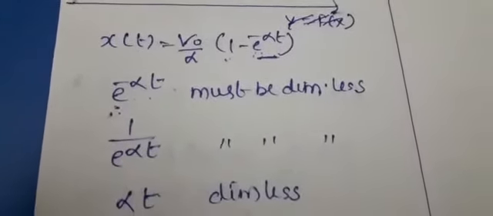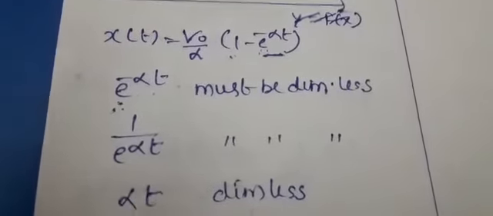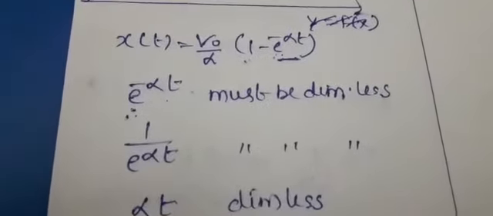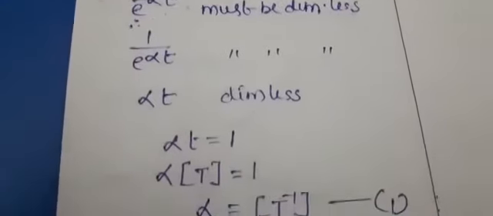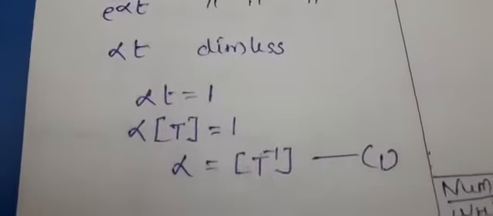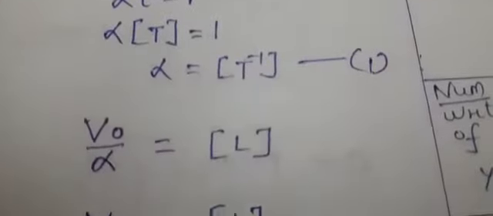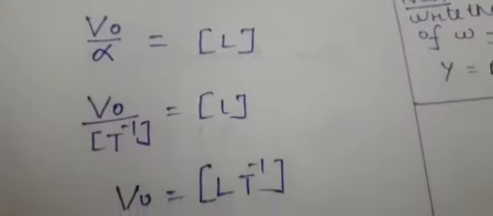If you have understood this point, I hope you will not have any problem in this numerical. You will be able to solve this numerical. So alpha t will be 1, alpha will be T to the power minus 1, and then you have calculated the V naught dimensions.